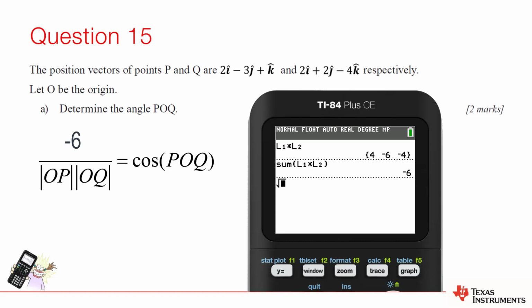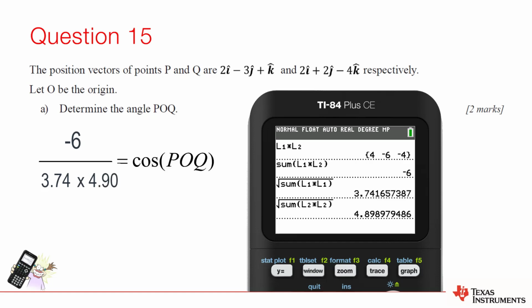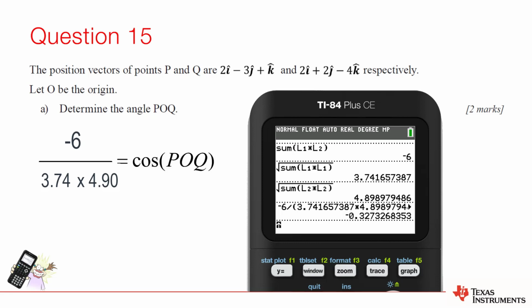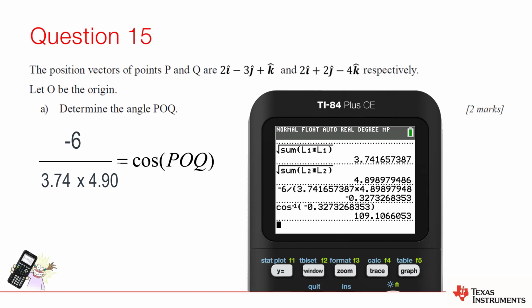Next, we need to calculate the magnitude of each vector. To do this, we square each component, sum them, and then take the square root. I can do this using the lists also. Now we have all the components we need to calculate the angle. So the angle between the two vectors is 109.1 degrees.